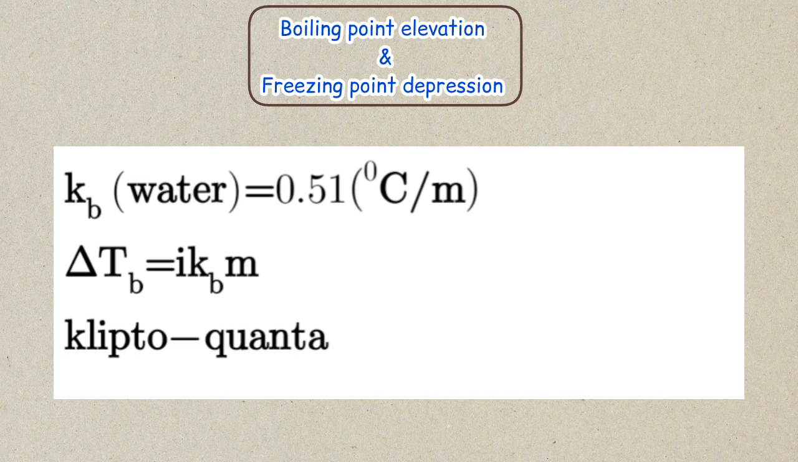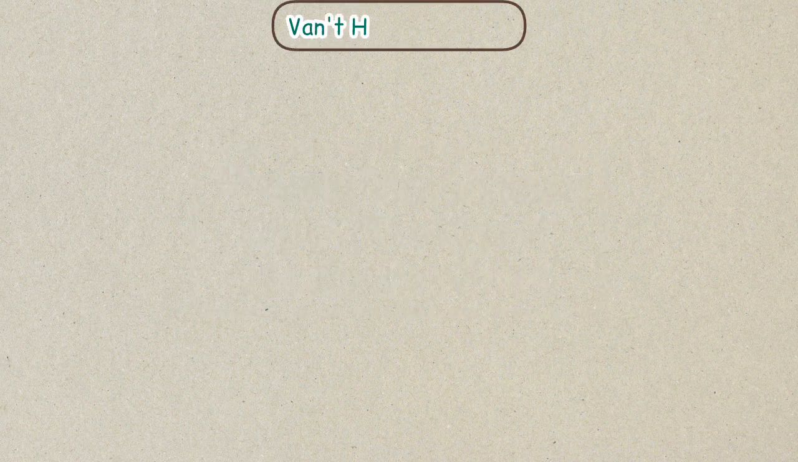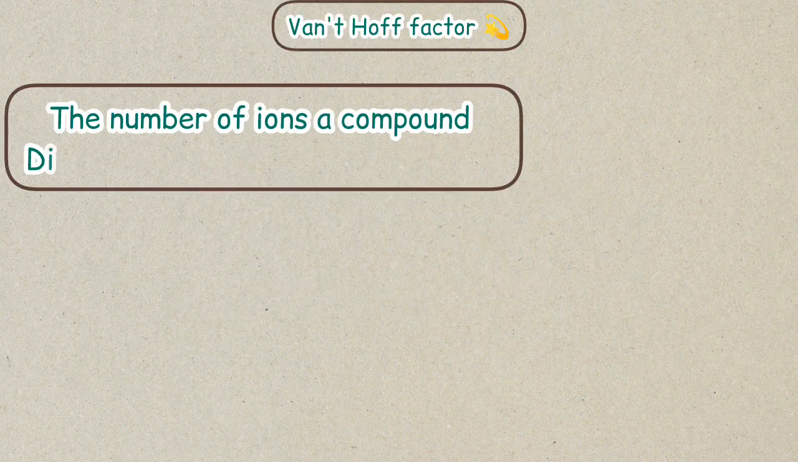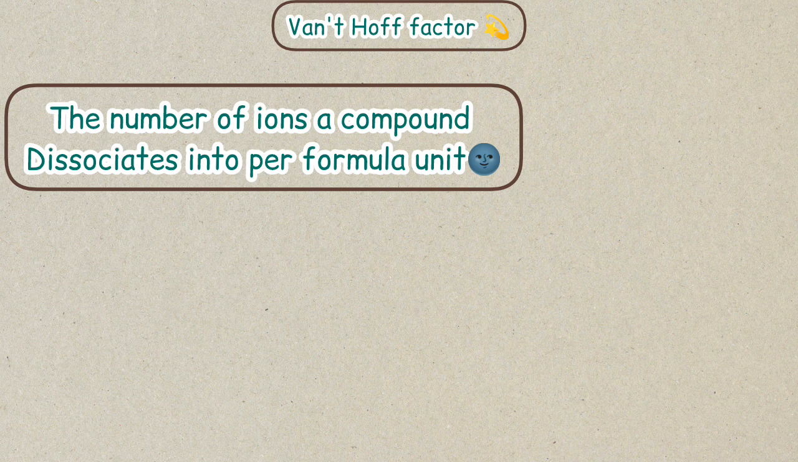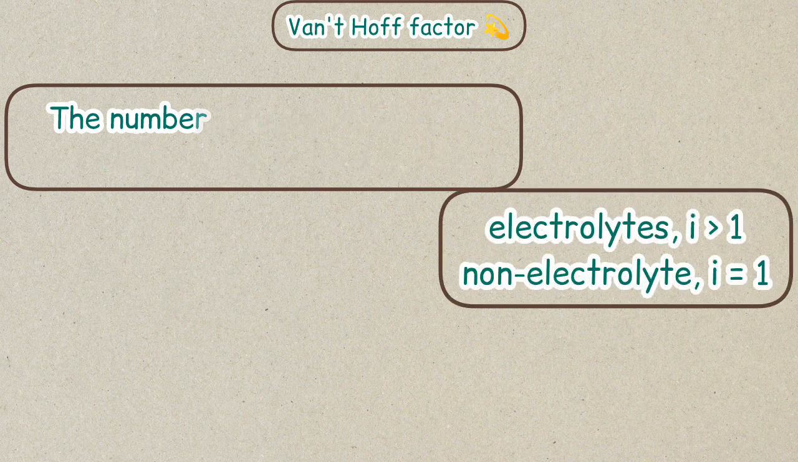So that i stands for the amount of moles, because some electrolytes can dissociate in the water and we need to put their values there. That was why I said that it depends on the mole. That's the number of molecules that dissociate in the water and not the type of dissolved particles. So for us to know the total moles that dissociate in the water, we need to visit the Van't Hoff factor. Van't Hoff factors can be used to denote the number of ions that a compound dissociates into per formula unit. So for an electrolyte, the Van't Hoff factor is always greater than 1.